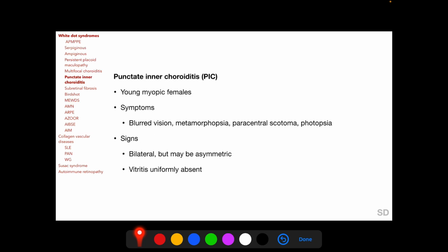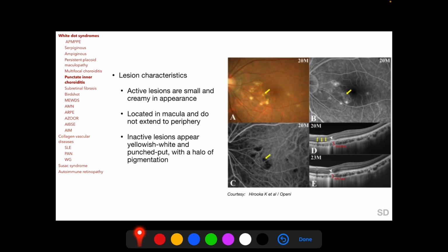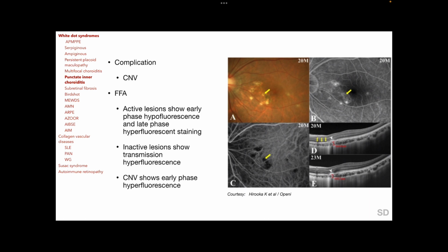Punctate inner choroiditis also occurs in young myopic females, as we have mentioned, and the symptoms include blurred vision, metamorphopsia, paracentral scotoma and photopsia. It is also a bilateral entity but may be asymmetric, and vitritis is absent in punctate inner choroiditis. Lesions of PIC are small and creamy in appearance when active, and they are located within the macula and do not extend to the periphery. Inactive lesions appear yellowish white and punched out with a halo of pigmentation.